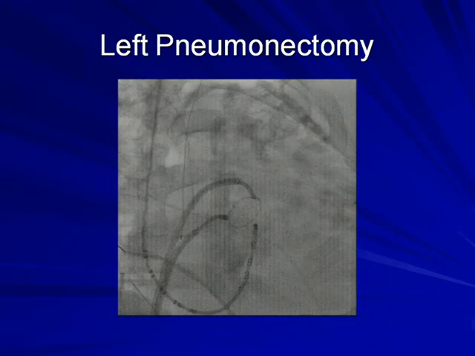You can go around them methodically and do some more detailed mapping to ensure that there's no conduction into that vein, because there's always a stump which can be electrically active.